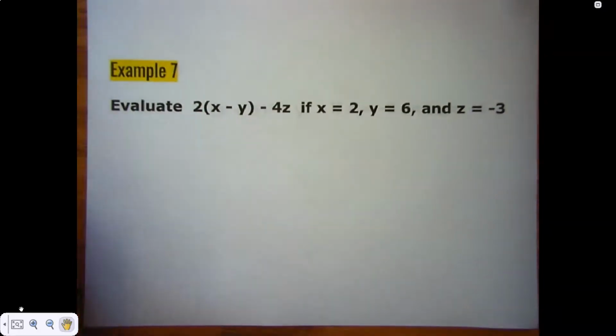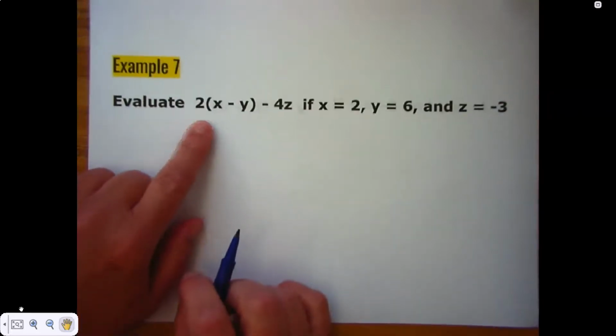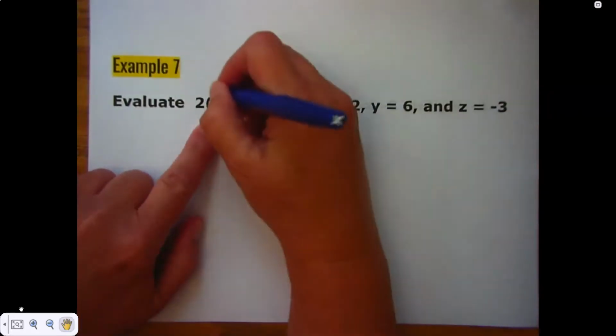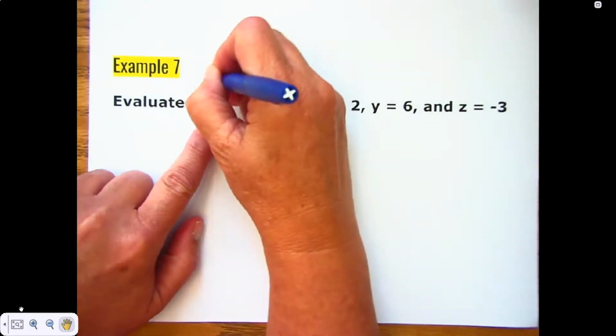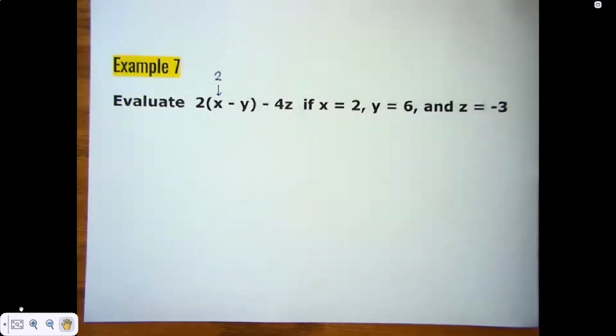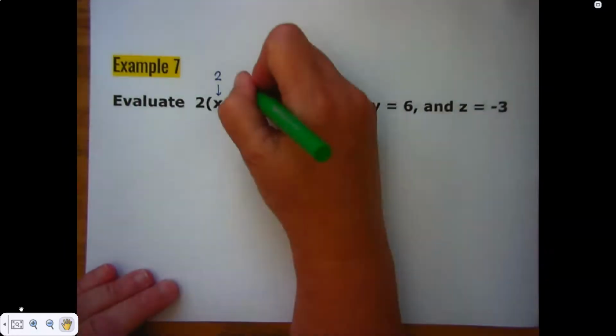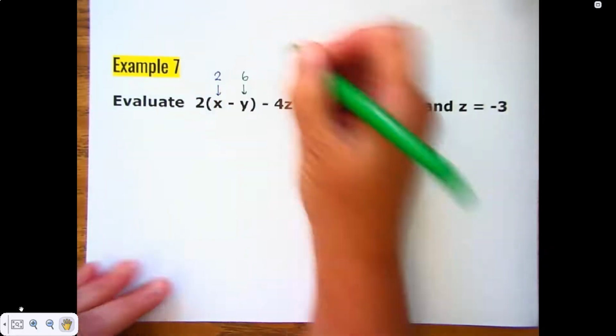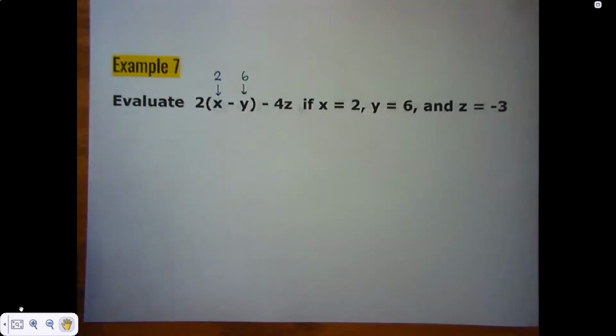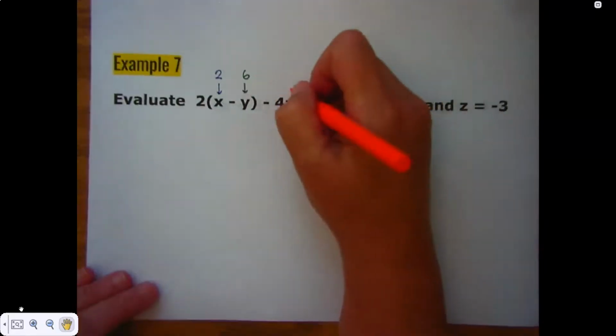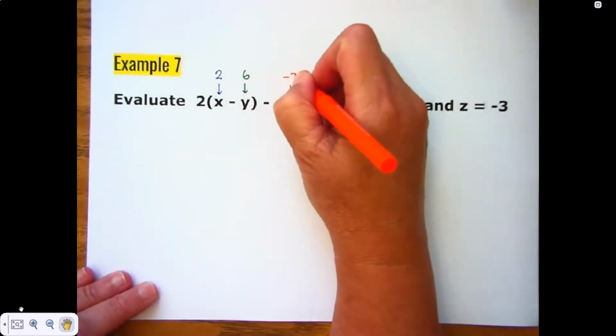Okay, now let's do this one. We're evaluating an expression that looks a little more complicated. All right, so we have 2 times x minus y. We're going to sub in 2 for the x, minus y. We're going to sub in 6 for the y. And then minus 4z, we're plugging in -3 for the z.